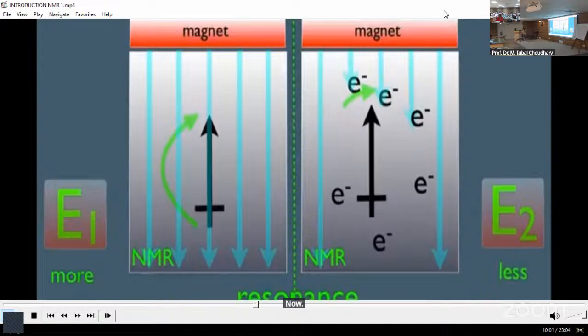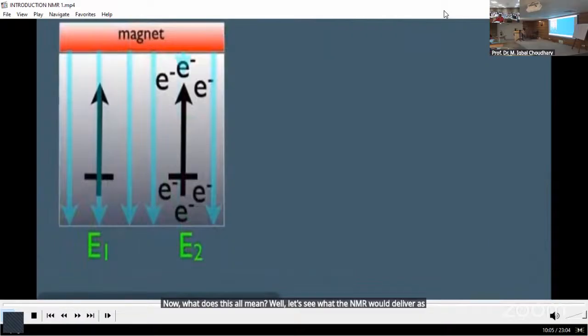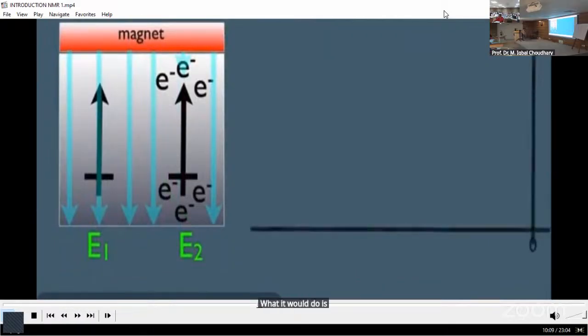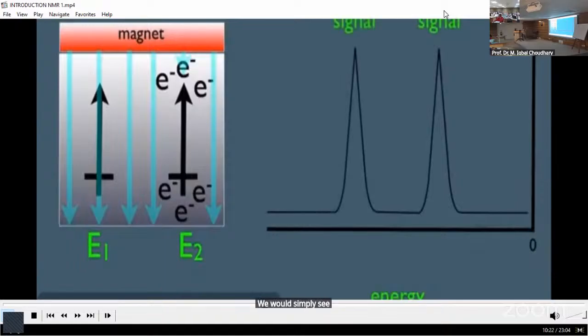Now, what does this all mean? Well, let's see what the NMR would deliver as its data for what we have in front of us here. What it would do is spit out this chart that looks like this, and let's pretend on the x-axis is energy. And if we put each one of these H atoms in the NMR, this is the data that it would report. We would simply see two signals, or sometimes called peaks.